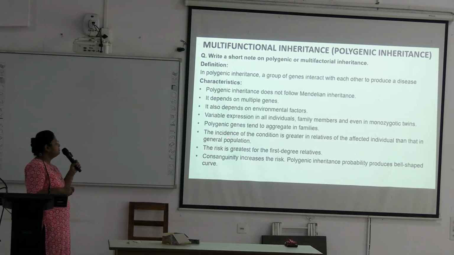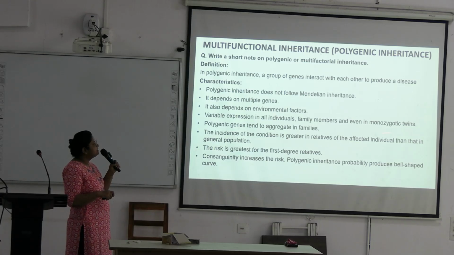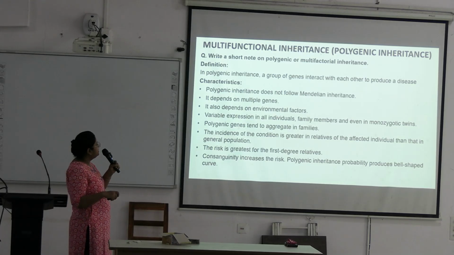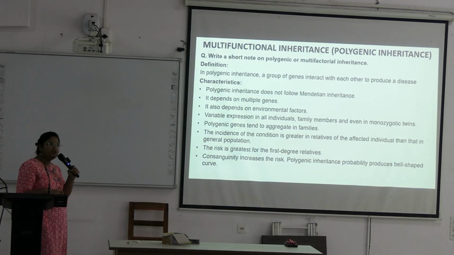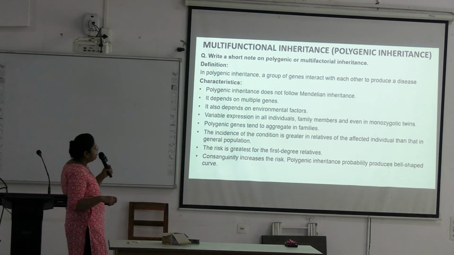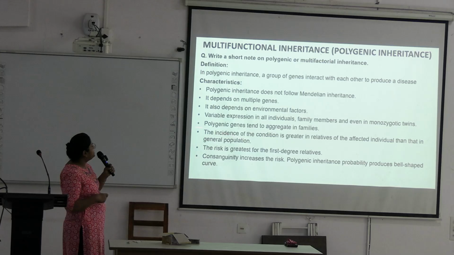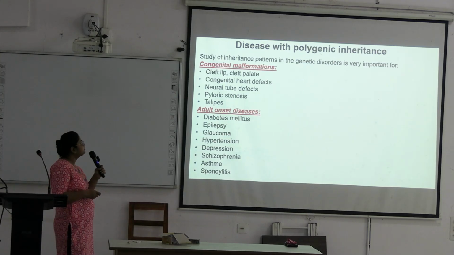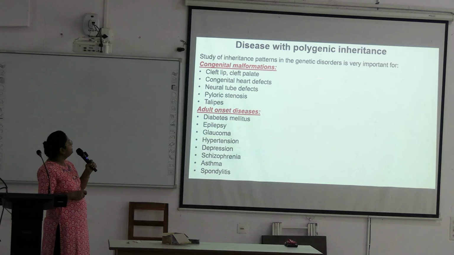Polygenic genes tend to aggregate in the families and the incidence of the condition is greater in the relatives of the affected individual than that in the general population, and the risk is greatest for the first degree relatives. Consanguinity increases the risk and polygenic inheritance probability produces a bell-shaped curve. Okay. These are diseases with polygenic inheritance.